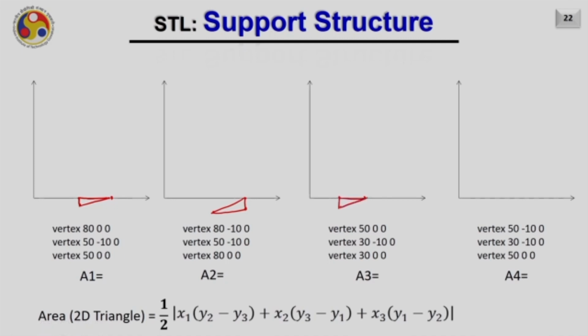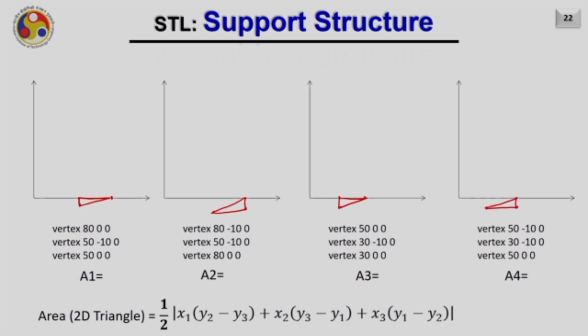Therefore, the triangle will look something like this. The projection of the fourth triangle will be 50 comma minus 1. So this is 50 comma minus 1. Then 30 comma minus 10. So this is 30 comma minus 10 and 50 comma 0. So this is the projection of the fourth triangle.